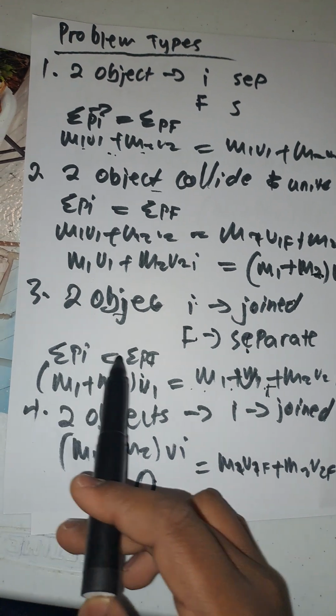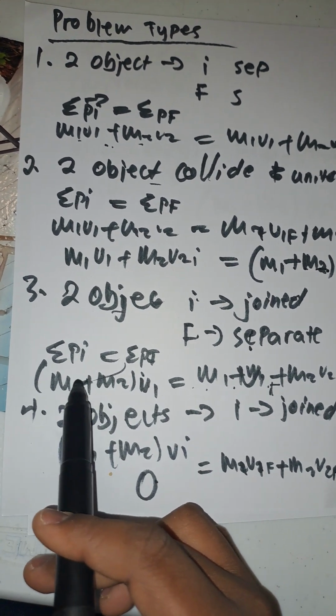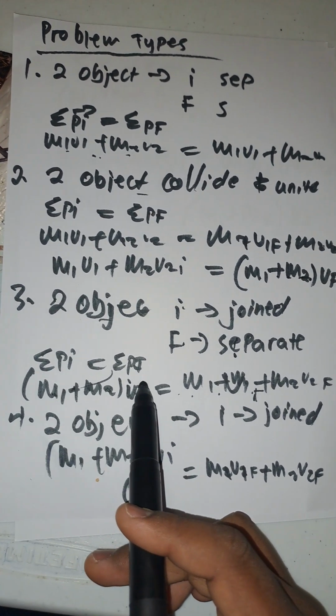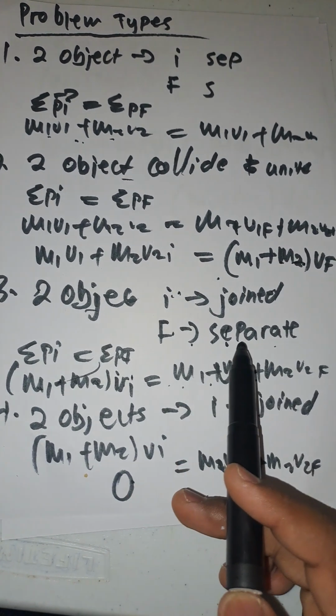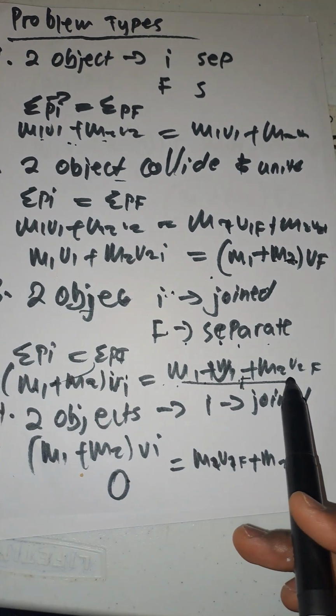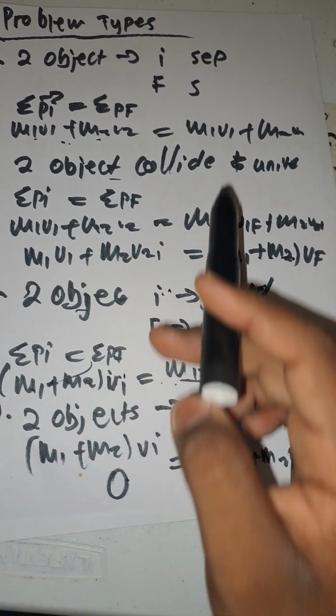So they are now added. It is going to be (M1 plus M2) times VI, because they were joined initially, and then finally they separate. So it is going to be like this. That's what they mean when they say they are separated.